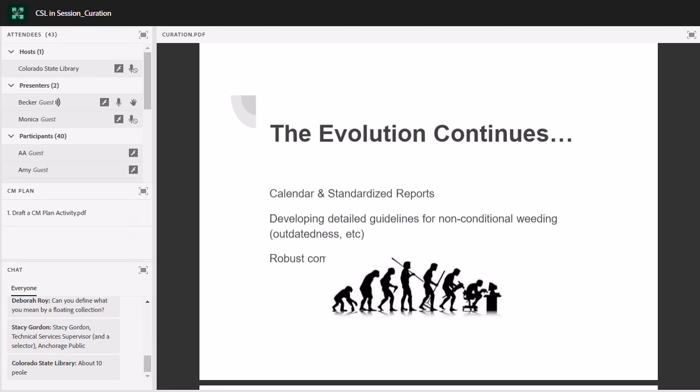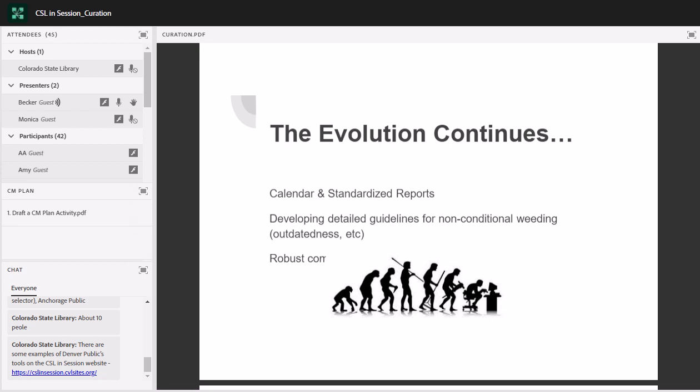We also really had to crack down on things like local stickering, because some branches had their own little sections that they put like yellow dots on or red dots on. And when they showed up in other locations, nobody quite knew what to do with those. So that's something that we really had to look at as well. We had to develop really detailed guidelines for non-conditional weeding. What does it mean when a book is outdated for sections like the law books, the health books, science, technology?